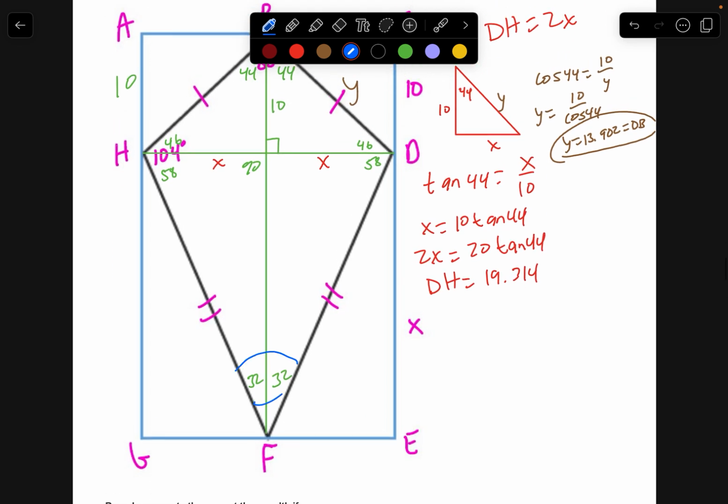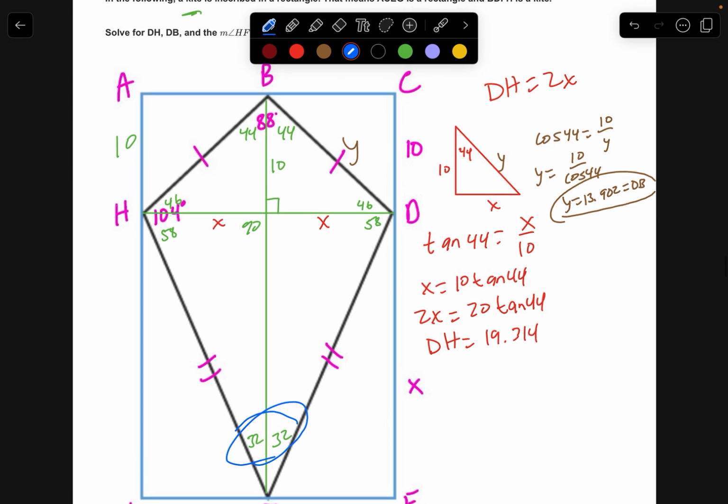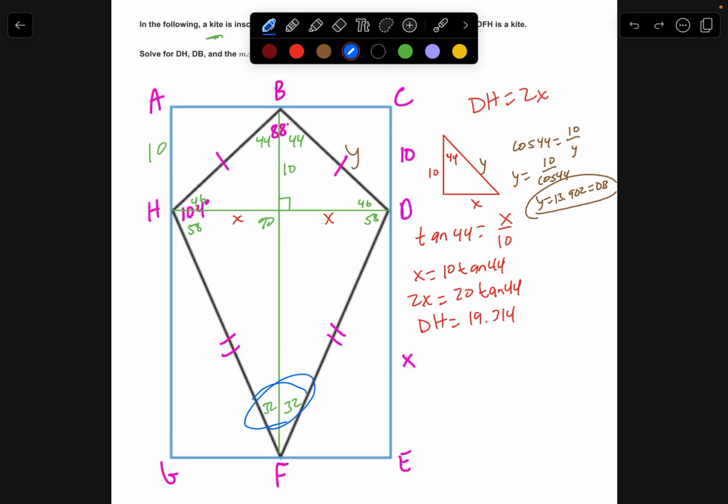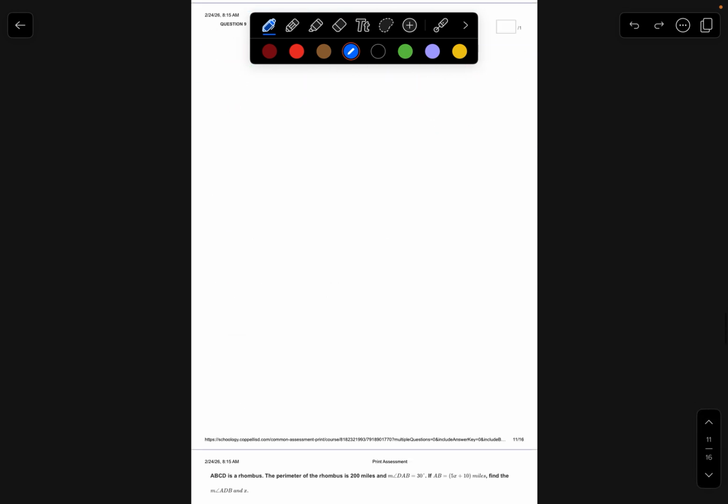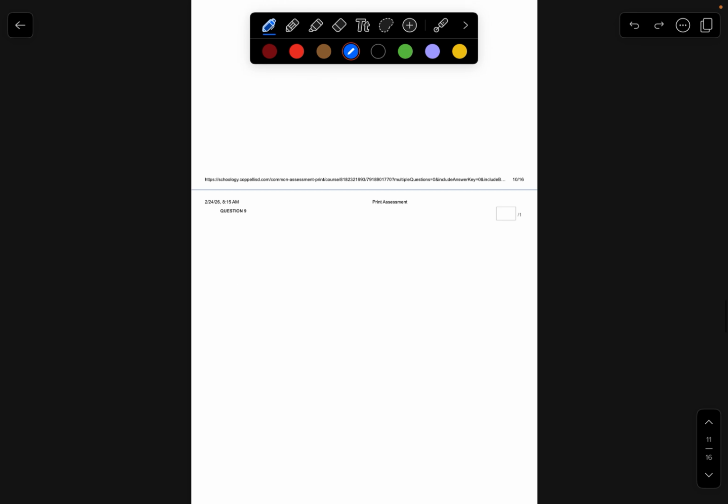HFD is this corner. Oh, that's going to be 64. We already got that. So the rectangle part, not really used. I guess just knowing that those are all 10. But yeah, okay, we got them. We definitely got them. Oh, let's see. I thought we were out of problems. I was going to be so sad.